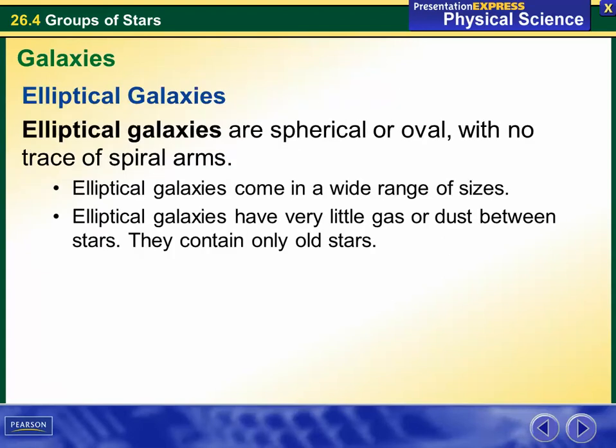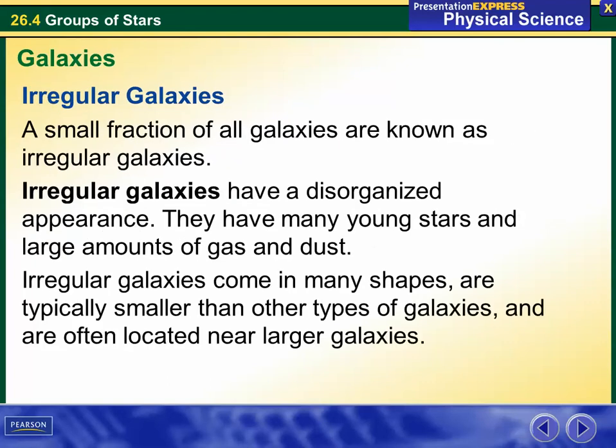Then we have what are called elliptical galaxies, and these are more spherical or oval shaped with no trace of spiral arms. We talked about the ecliptic plane and how planets have an ellipse or oval shaped orbit, so elliptical galaxies are more oval or circular in shape, and they come in a wide range of sizes. They have very little gas or dust between the stars, and they usually only contain older stars. So they contain a little bit less material. That's why the arms of the spiral galaxies are where a lot of that dust, gas, and stars are contained, and that's not present in our elliptical galaxies.